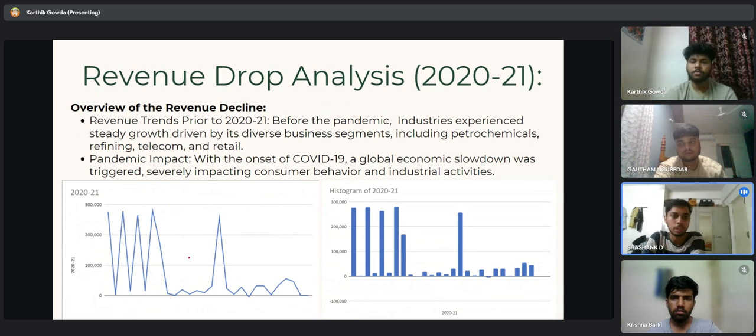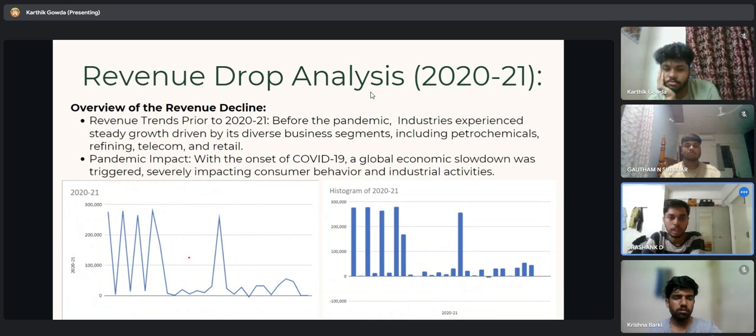Okay, next comes the revenue drop analysis. Overview of revenue decline. Revenue up to the year 2021. Before the pandemic, the industries experienced steady growth driven by its diverse business segments, including petrochemicals, refining, telecommunication, and retail. So, as we know, we faced the pandemic during the year 2021, which made all the companies shut down, and the functionality of the companies was affected. So during this, the company's profit was affected, and it showed as a loss.